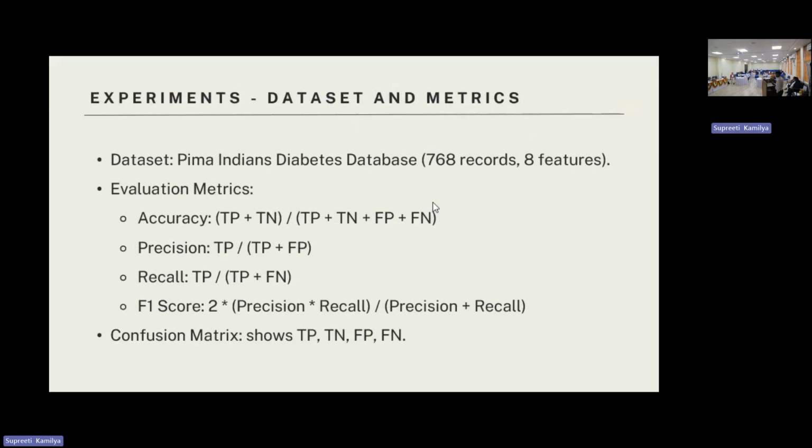I use the Pima Indian diabetes database, 758 records, which has features. Then we calculate the evaluation metrics by this formula.